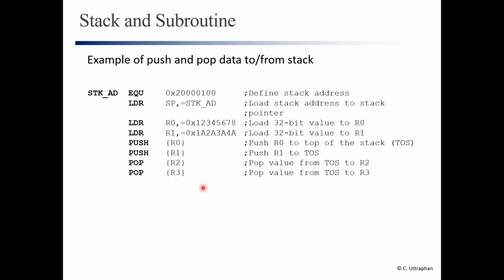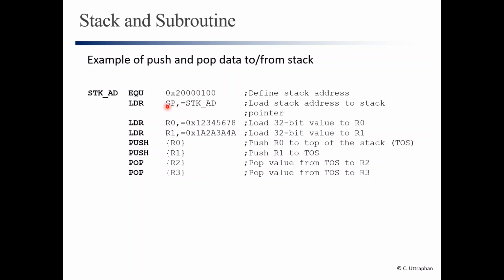This assembly program illustrates how to implement the stack in ARM microprocessor. First, we define the stack address in the memory here, by using the EQU assembly directive. This means our stack address is now called STKAD. In this case, our stack address is hex 20,100,000.